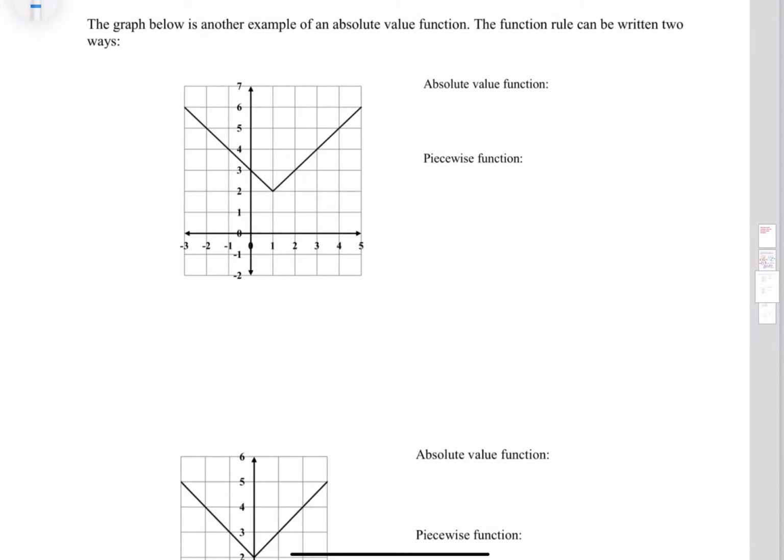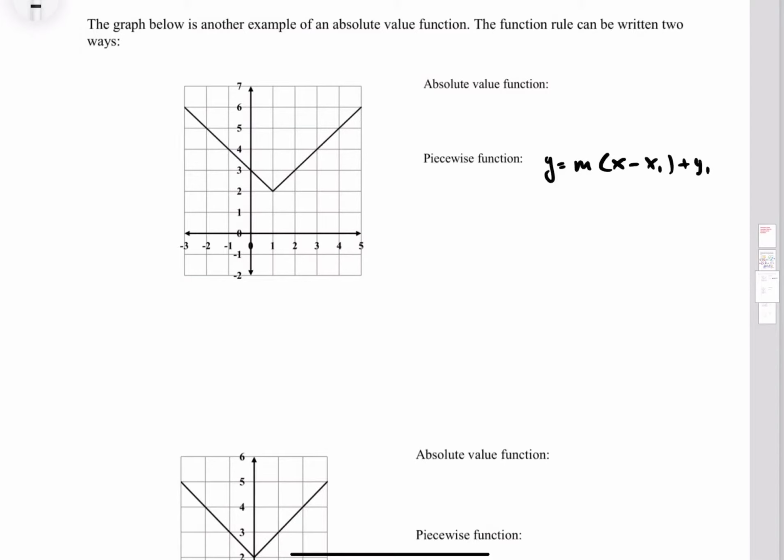Okay, so here we have another example. We're going to write out our absolute value function and our piecewise function. Let's start off by writing out the piecewise function, because that's what most of us are able to do at this point. So let's take a look at that piecewise function. We're going to start off by recognizing our point slope form. Remember, the point slope form is y is equal to m times (x minus x1) plus y1.